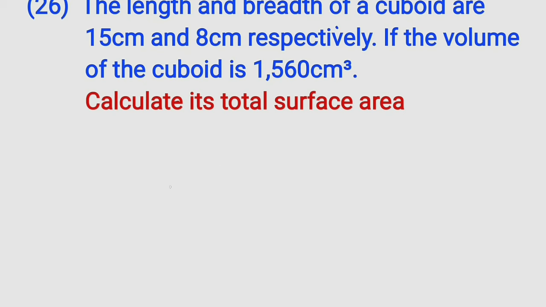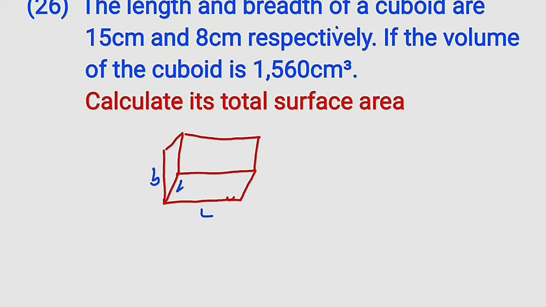So let me sketch it here. This is the length, this is the breadth, and this is the height. Remember that the volume is given as length multiplied by the breadth multiplied by the height. Already this and this are given from the question as 15 and 8 respectively, and the volume is also given. So we have 1560 equal to L, which is 15, multiplied by the breadth, which is also given as 8, but the height is unknown. We need to find the height.